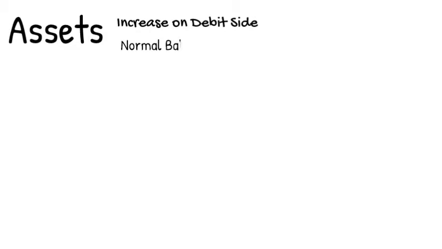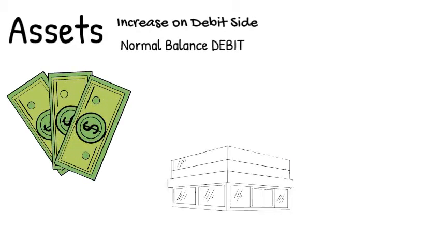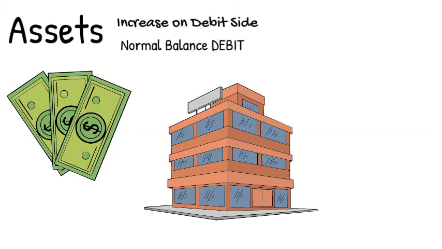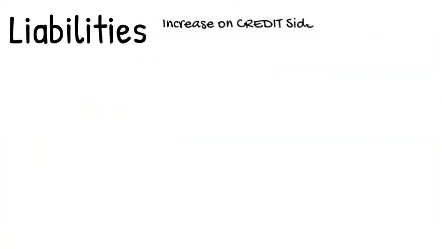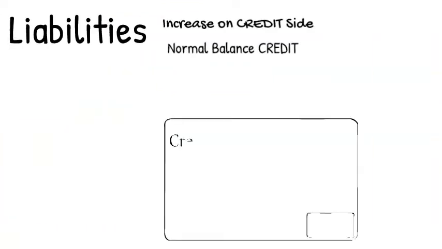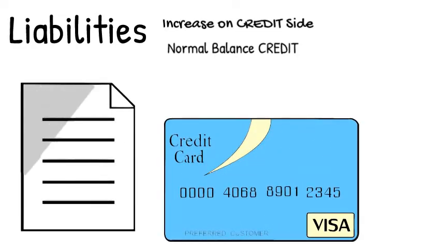Let's start with assets, which increase on the debit side and have a normal debit balance. Assets include cash, buildings, or fixed assets such as computers. Liabilities increase on the credit side and have a normal credit balance. Examples of liabilities include accounts payable and notes payable or debt.